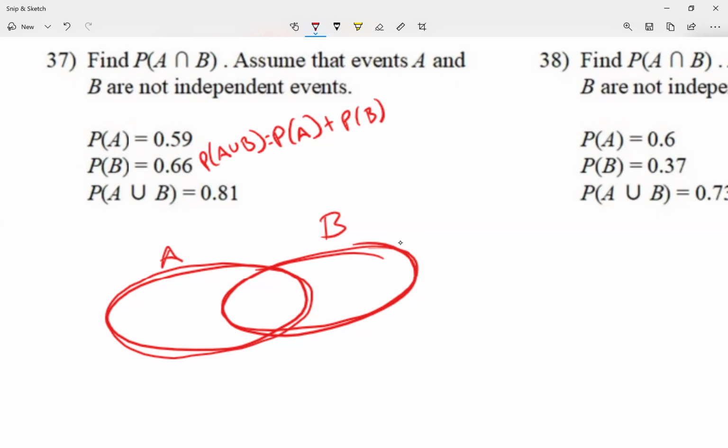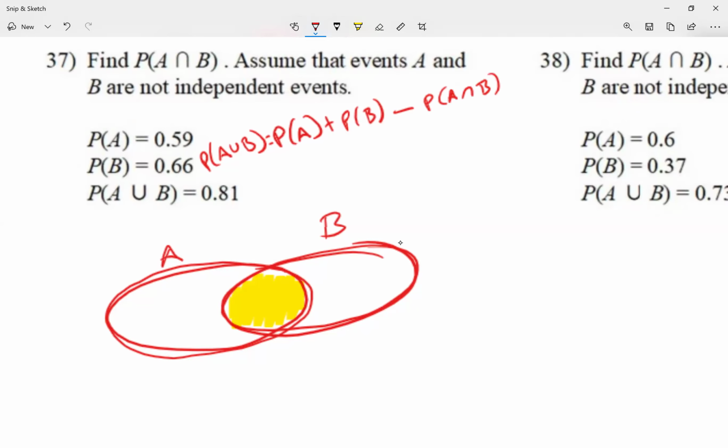However, there is one section, let me highlight it. If I just add probability A plus probability B, that yellow section, I kind of added it twice, right? Because it is part of A, it is part of B. Let me subtract my probability of A intersect B.